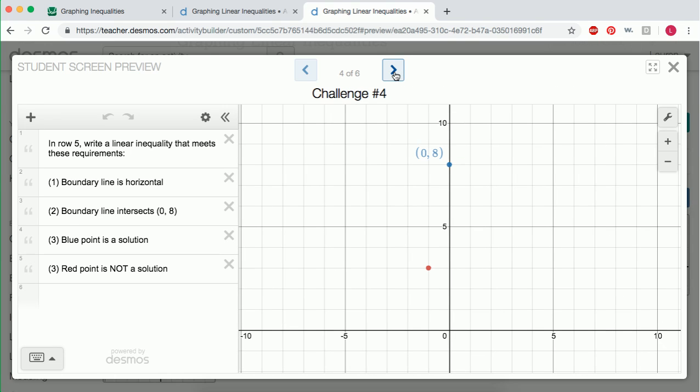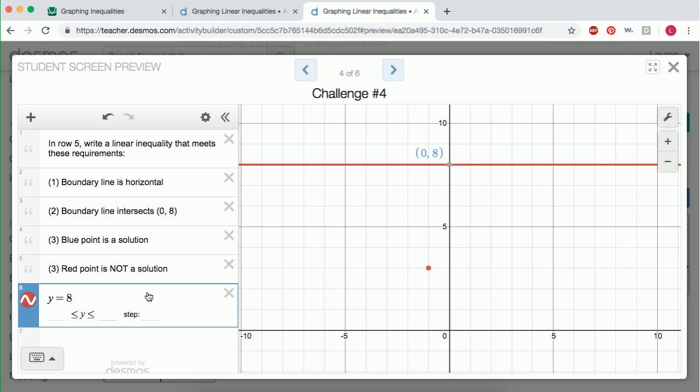Going to challenge number 4, we have to write an inequality that meets these requirements. The boundary line is horizontal, which means it's going to be y equals some number. We want a boundary line that intersects the blue point (0, 8). We need that point to be a solution, and we do not want the red point to be a solution. Well, we need the boundary line to be horizontal and intersect (0, 8). So that seems like we'll have the line y equals 8 as the boundary line.